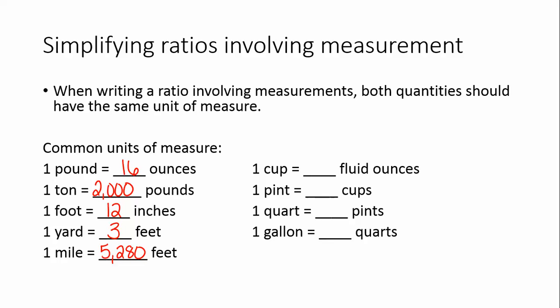And then when we go over to volume of liquids, there are 8 fluid ounces in a cup, there are 2 cups in a pint, there are 2 pints in a quart, and there are 4 quarts in a gallon. So make sure that you write these down, because these will be helpful on the next few examples and also on your worksheet.